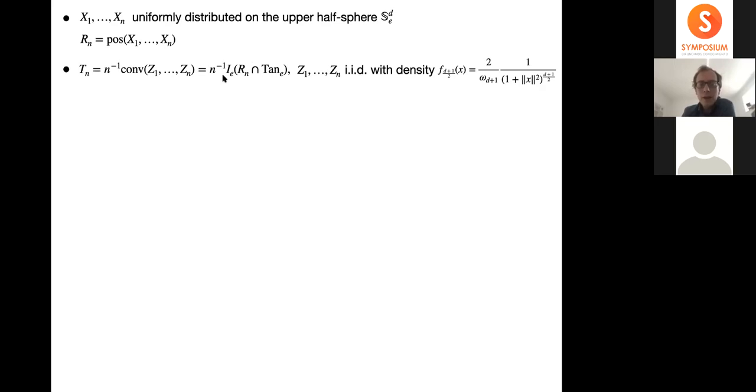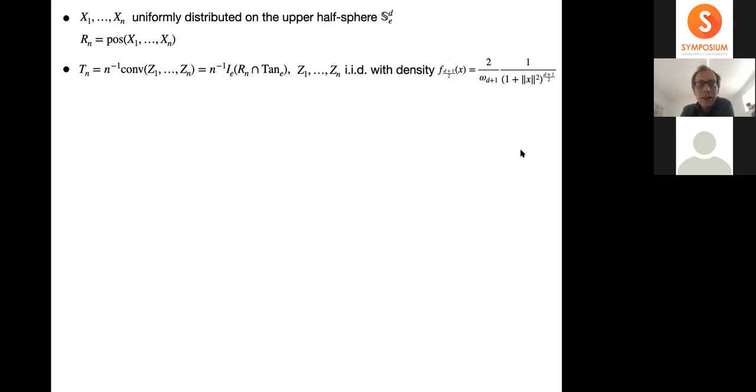And well, if you just compute the distribution of these points that you will see here, you will see the following density appearing. Namely, this is just the density that you get if you do the gnomonic projection to the tangent space, and the points that appear here have the following density. So it's a constant, the normalization constant, and then you see here (1 plus norm squared) to the power minus (d plus 1) over 2. And so this random polytope that we are interested in is just the rescaling of the convex hull of n IID points with exactly this density.